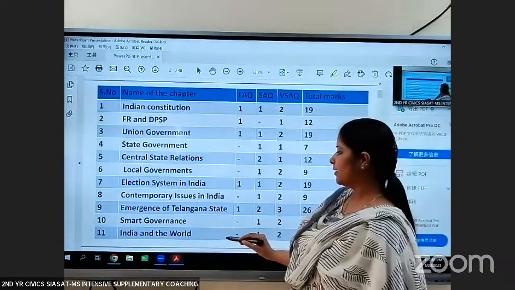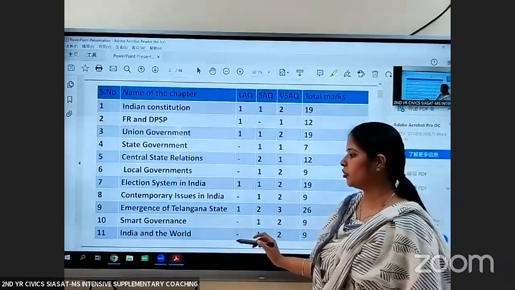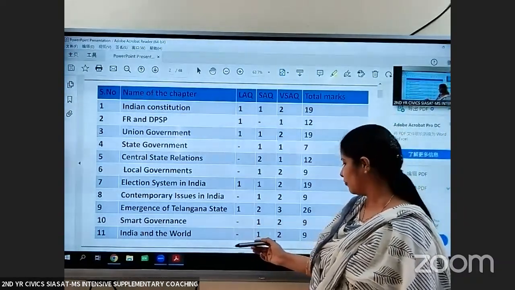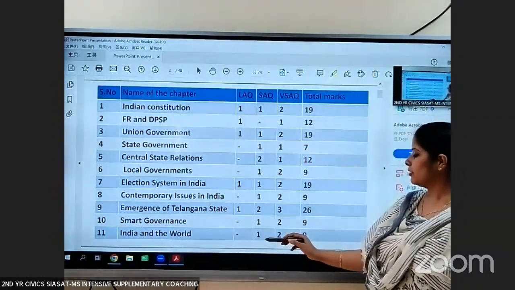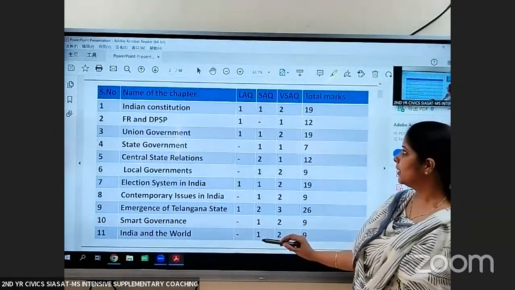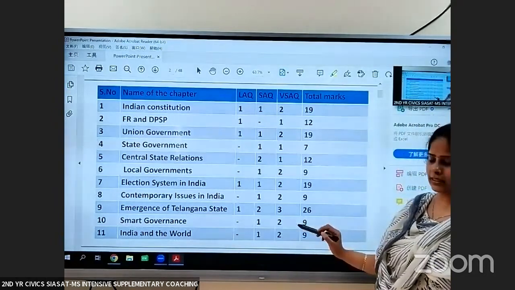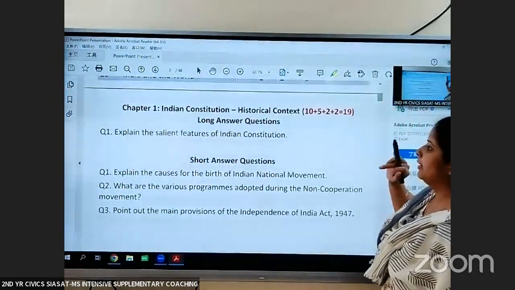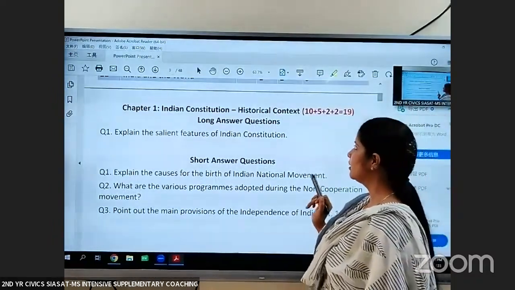And the last chapter, that is India and the world. In this chapter, you will study about United Nations Organization, foreign policy of India. The weightage for this chapter is 9 marks. You will get 1 SAQ and 2 VSAQs. So let us start with the first chapter, Indian Constitution, historical context.